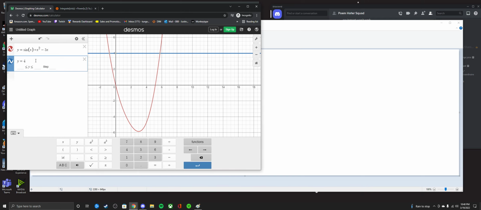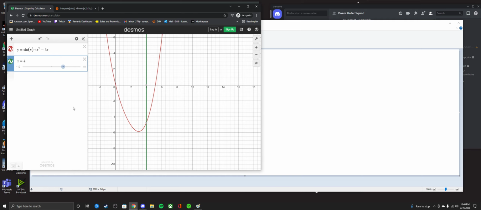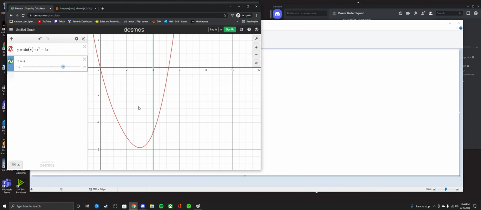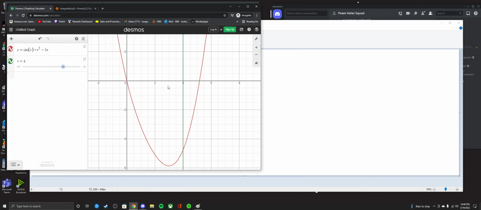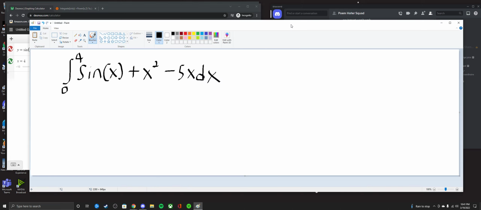Y equals 4. Right, I'm stupid, that's a horizontal asymptote. X equals 4. Okay, there you go. So here, just the area of this part of the graph. In order to do that, we need to anti-differentiate our integral here.